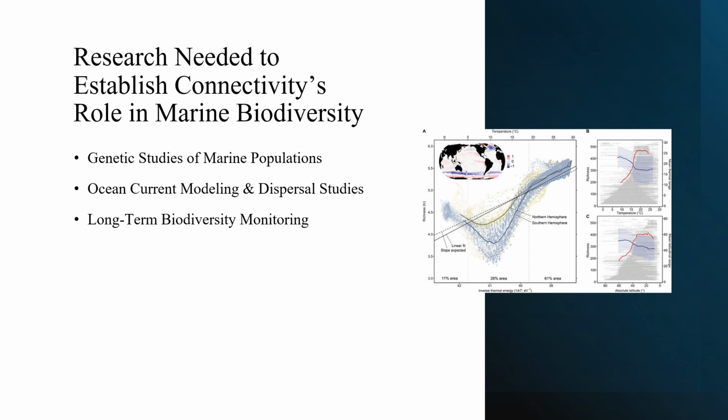It's obvious that to fully understand connectivity's impact on marine biodiversity, we need more research, particularly in three important areas. One, genetic studies. By comparing genetic diversity across latitudes and depths, we can track gene flow and understand how populations are connected. For example, how do tropical reef fish compare genetically to deep-sea species? Another area of research: ocean current modeling and dispersal studies. For example, using satellite data and ocean models, we can map species dispersal routes and predict how currents influence migration. For instance, how do major currents like the Gulf Stream or equatorial currents affect larval transport?